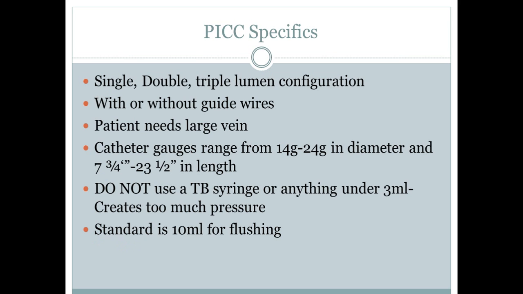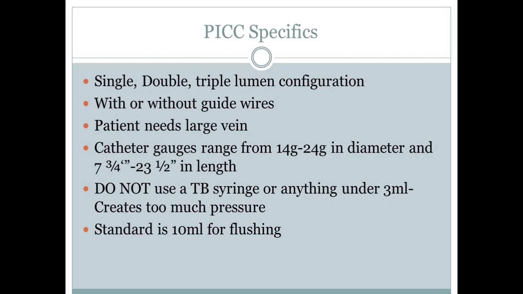The PICC line comes in different configurations. We either have our single, double, or triple lumen configuration. Obviously, the single one is going to have a single access, where the double is going to have 2, and the triple you're going to have 3. Sometimes they have guide wires to help guide them in, while others don't. The physician or the one ordering this is going to have to assess that the patient does have a large vein and have that access, because generally they're going to be going in the arm, whether it be the antecubital or a little bit further up.